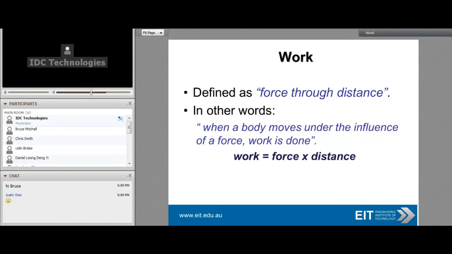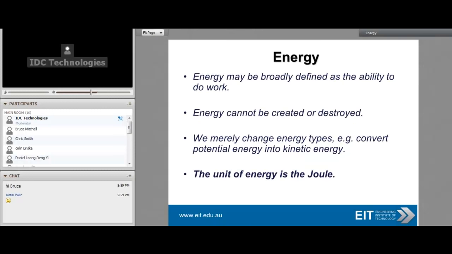If we're going to do work, it means that we have to move a force through a distance. The definition of work is that when a body moves under the influence of a force, work is done. So we calculate work by multiplying force times the distance through which we move the object.